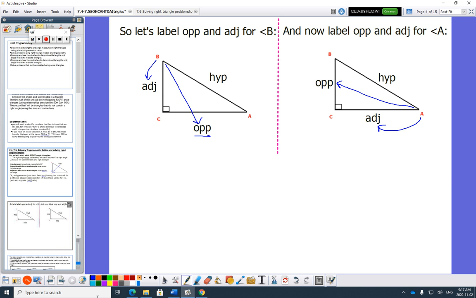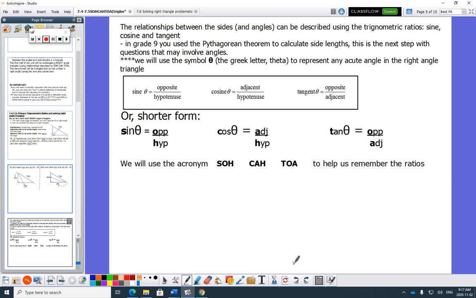Okay. So what are the primary trig ratios? Now that we want to include the angles, not just the side lengths like in the Pythagorean theorem, we're going to use the primary trig ratios, as they're called. In grade 9, all we did was side lengths. So logically, the next thing is to include the measure of the angle.